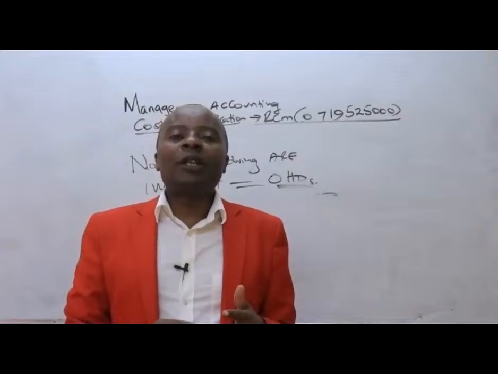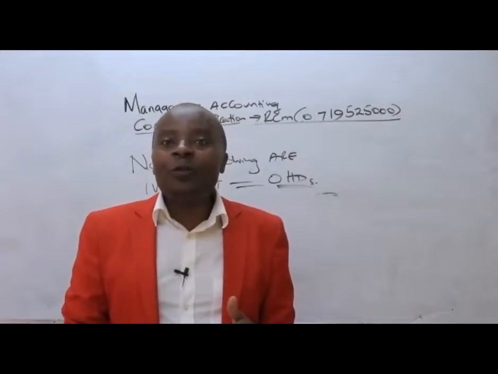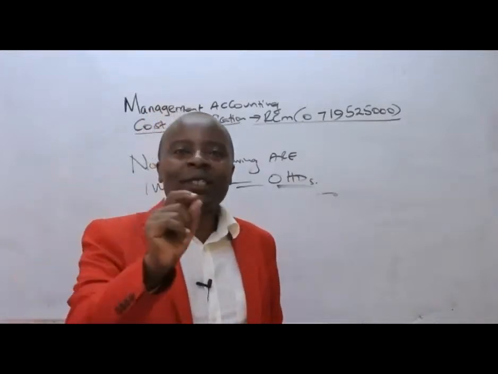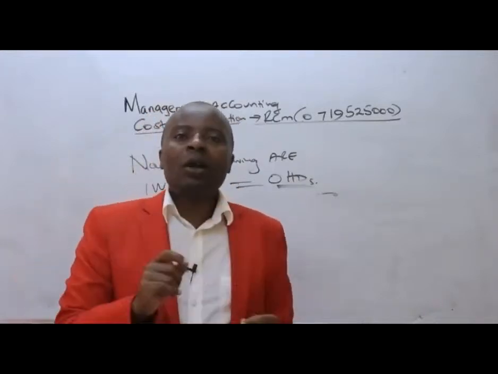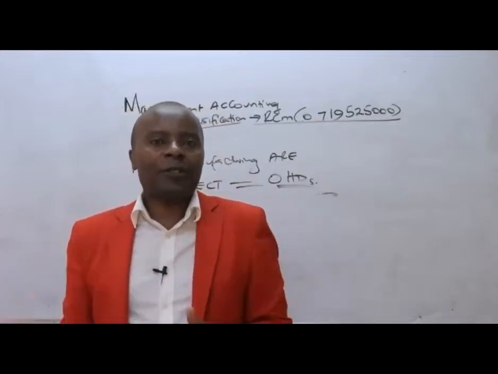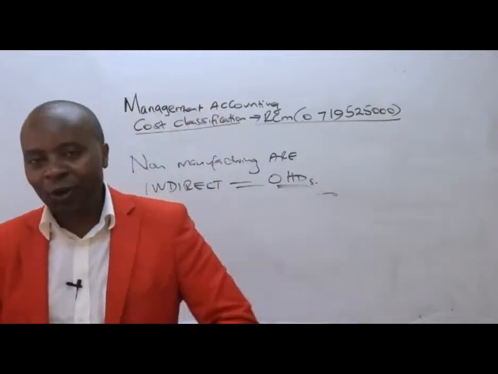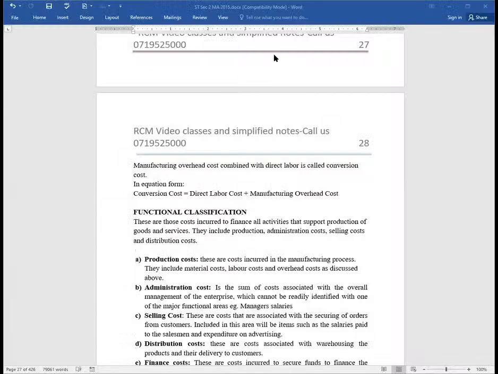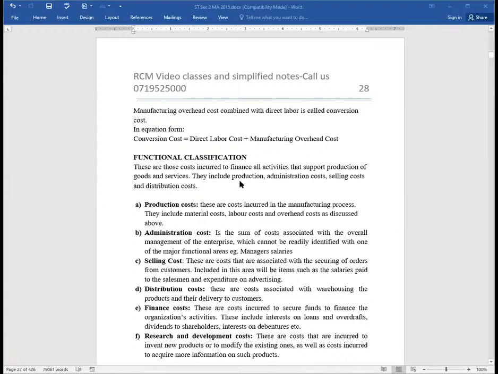Ladies and gentlemen, we shall be having another function, for example, of distributing. So we'll be having distribution costs. We shall be having another important activity in this particular company called accounting or finance. So you're going to have finance or accounting costs. So for us to understand the functional classification, here we are sharing our materials with you. Under functional classification, we are told these are those costs incurred to finance all activities that support production of goods and services. They include production, administration, selling, and distribution costs.